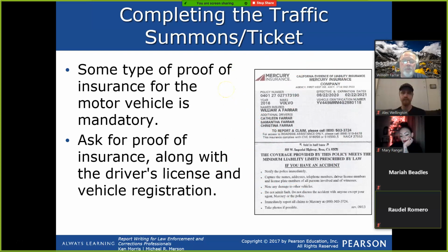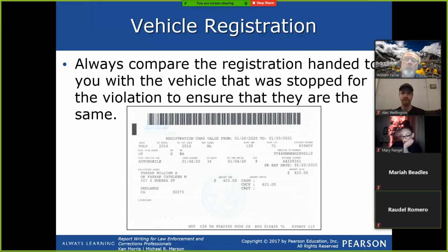But you can ask for insurance along with the person's license and their registration. Those are typically 3 things that you want to see when you are going to issue a traffic ticket or take a collision report. Always compare the registration that they give you to the vehicle that you're stopping, so they match, that it's not some other vehicle.